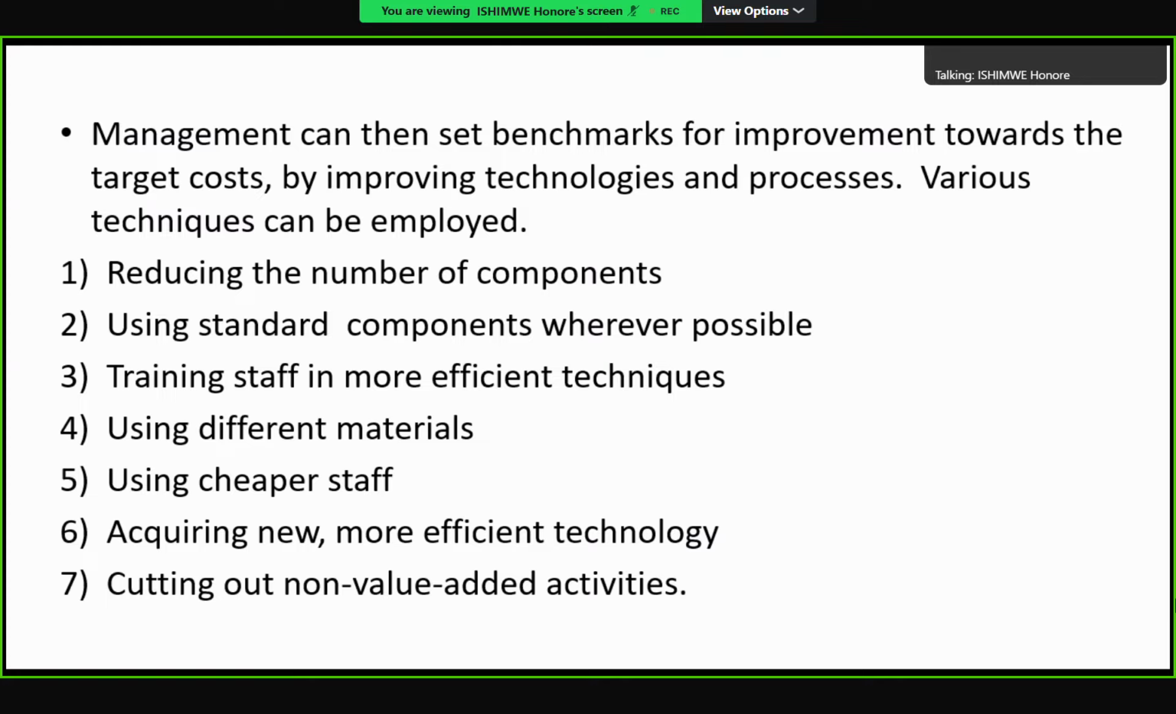Then use cheaper staff, people that are not expensive. You can also acquire more efficient technology. You can cut out non-value added activities as well. If you cut non-value adding activities, it will help you to remain with the necessary ones, and you'll be able to have your product. After those non-value added activities have been cut off, they are no longer causing a gap for you. They might be causes of a gap.